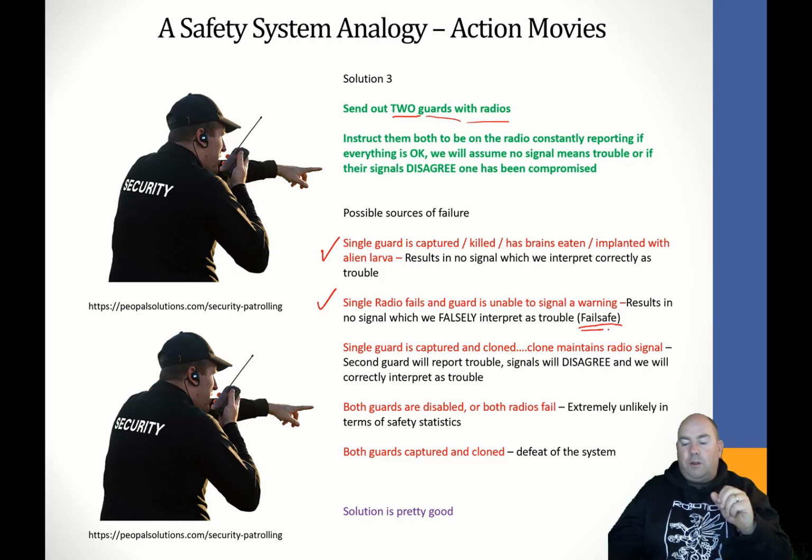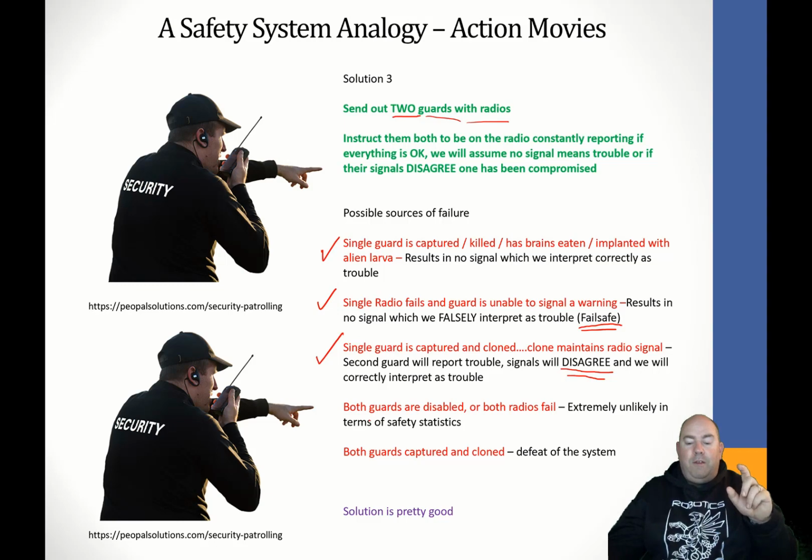It is an incorrect assumption, but we will assume that it is trouble. We will fail in the safe thing. So that is also good. If a guard is captured or cloned, and the clone maintains radio signal, the second guard is going to report something different. So then our signals are going to disagree. This is the advantage of having redundancy, or having two guards: if only one guard fails, our second one should still be okay and be able to report the problem.